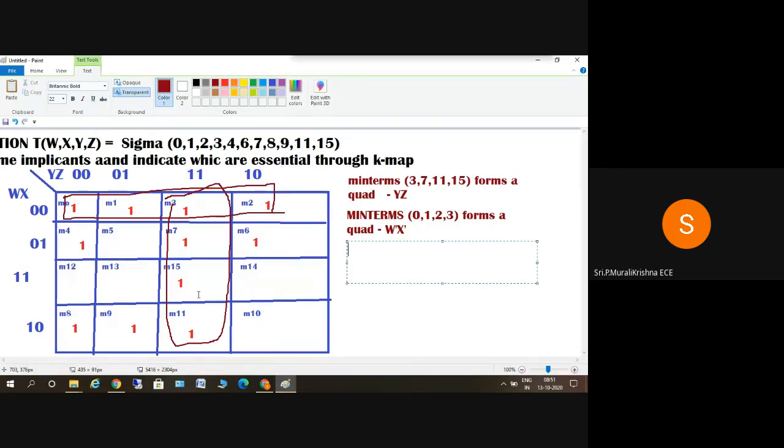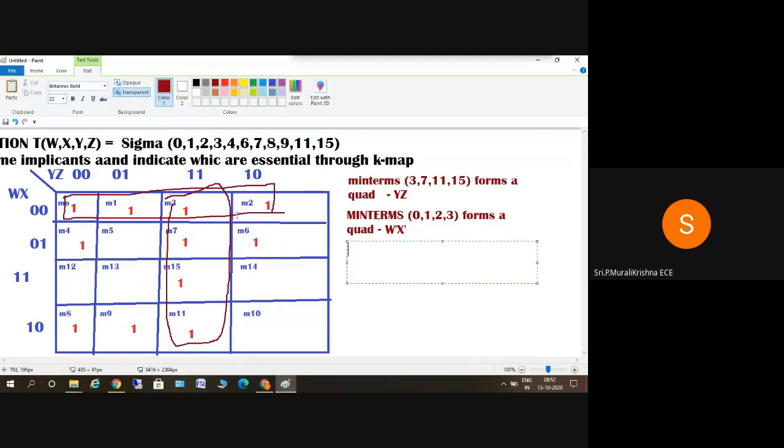Coming to the next possibility, what can we check here? Is there any possibility? 3, 2, 7, 6 forms a quad. Yes, 3, 2, 7 and 6. Any other possibility? 0, 2, 4, 6. Yes, this 2 and this 2 can also be formed. And 0, 1, 8, 9, sir. Yes, that is also one quad here.